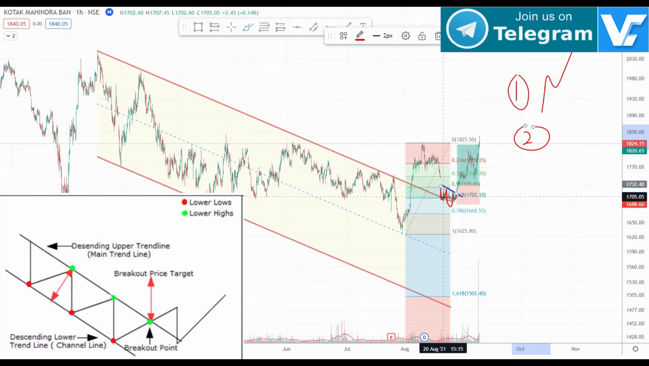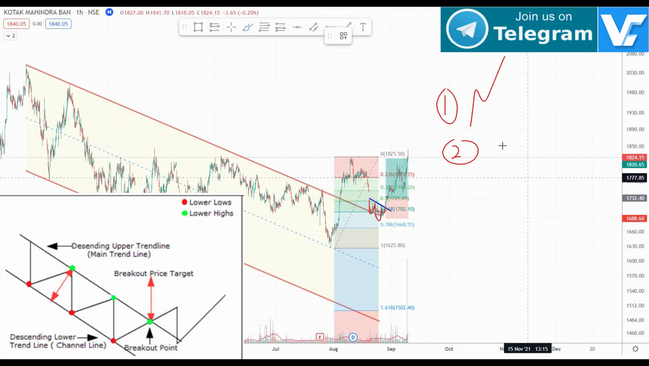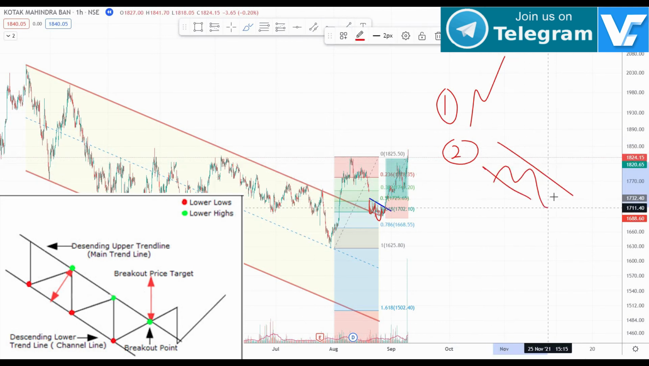The market came to retest the parallel channel and got support at the parallel channel. We can see the market was moving in a parallel channel and the breakout happened here, and the market came to retest the parallel channel and got support at the parallel channel.